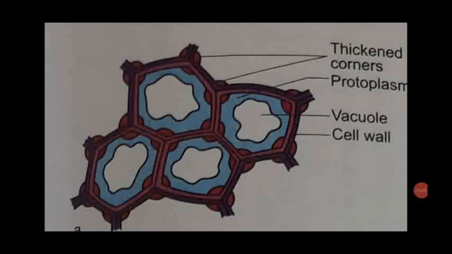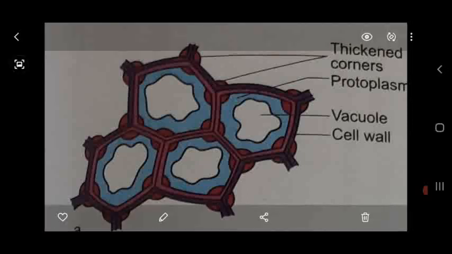Dear students, this is one type of collenchyma. They have thickenings in the corner or angle. So this type of collenchyma is called angular collenchyma. See that the red color round or ring like structure which is present in the corner or angle. Those thickenings are called angular thickenings. This type of collenchyma is called angular collenchyma.